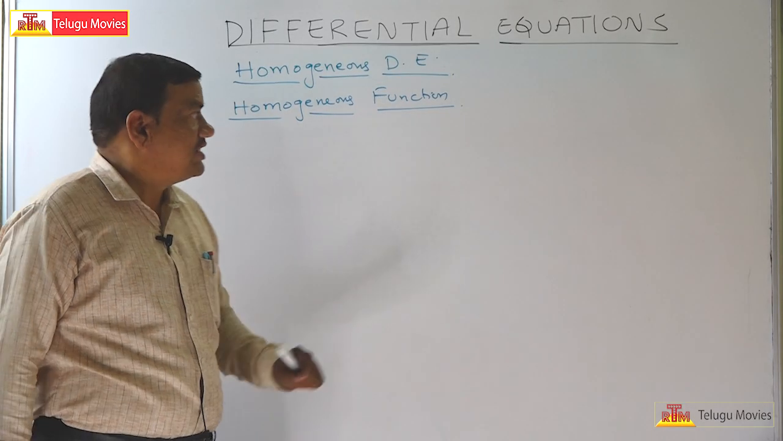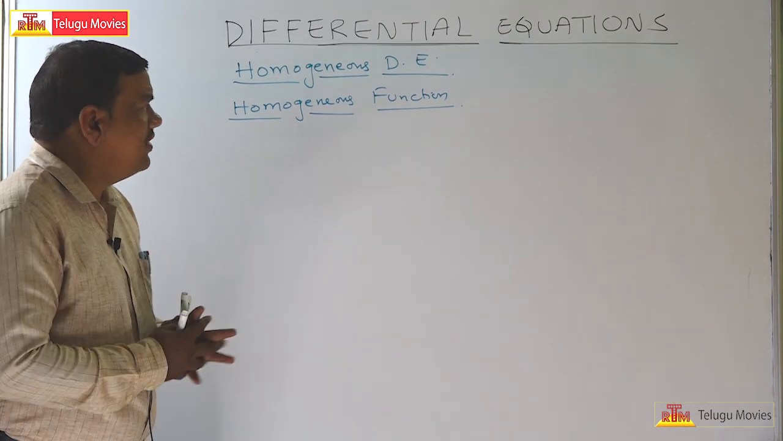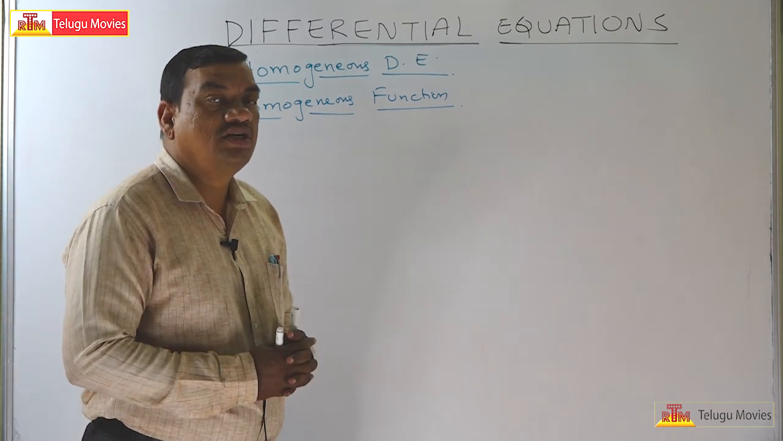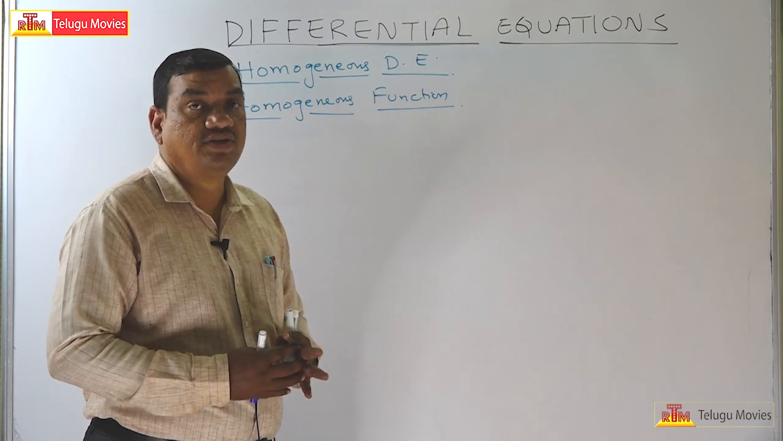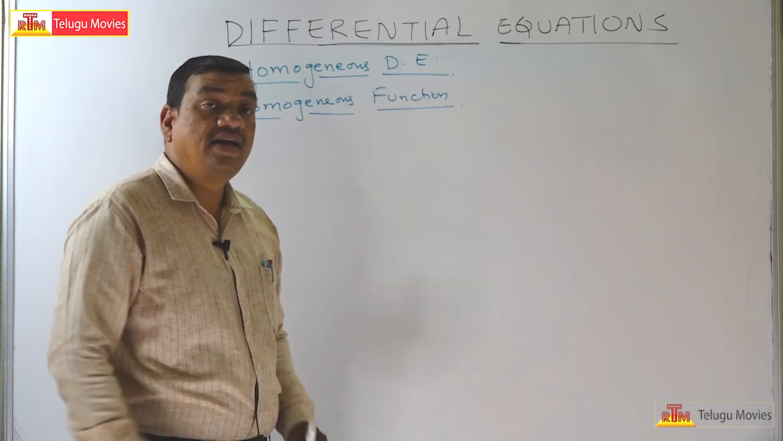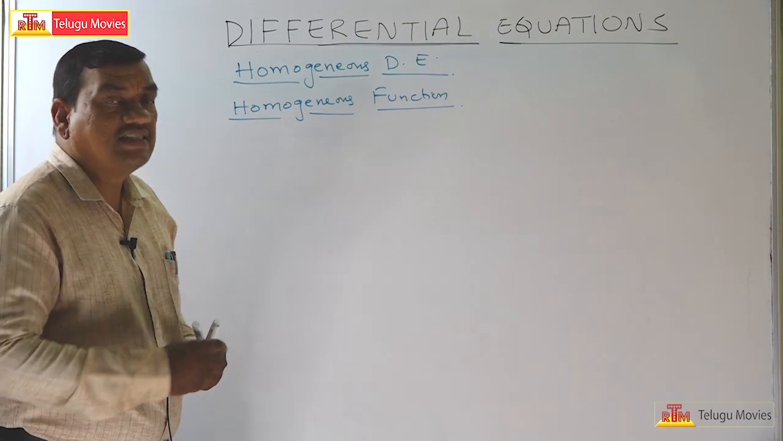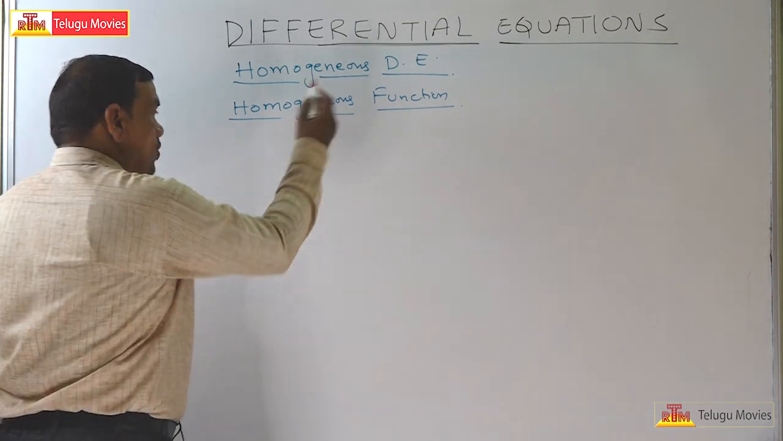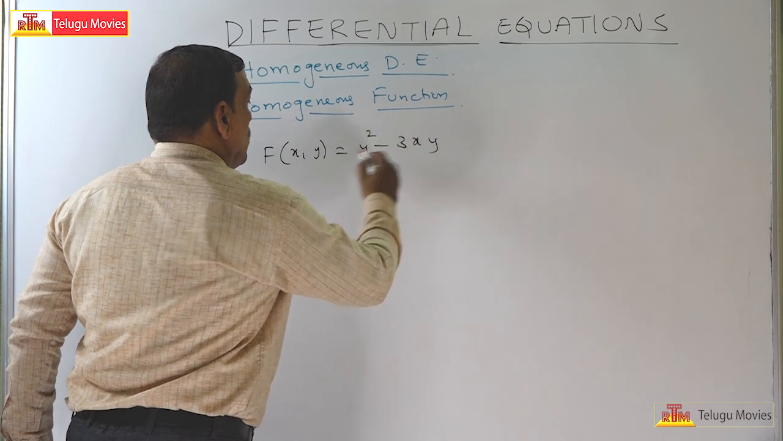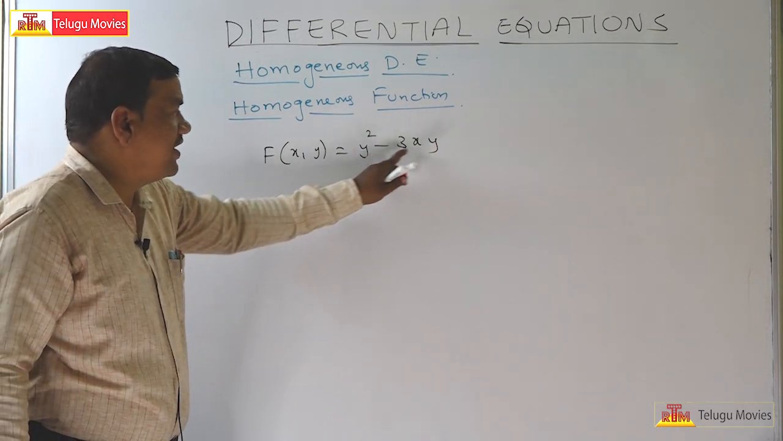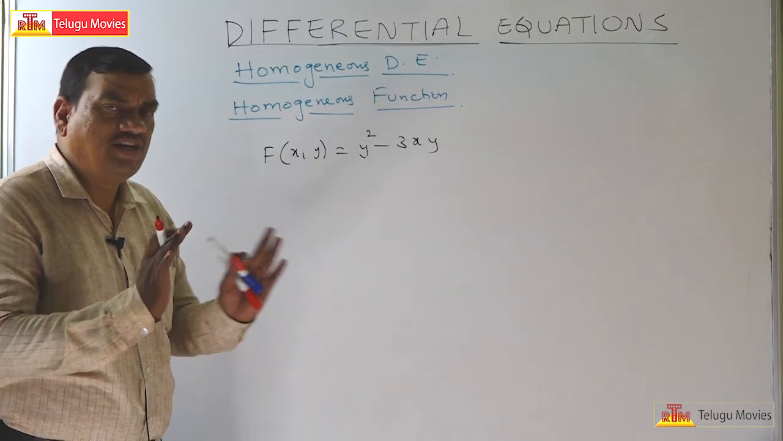Welcome back to this concept, that is homogeneous differential equations. Before learning how to solve homogeneous differential equations, first learn what a homogeneous function is. Let us consider a function in the variables x and y, y square minus 3xy. Both x and y are variables, so f of x comma y is a function.